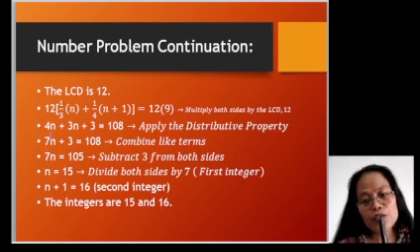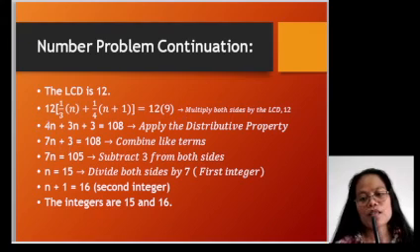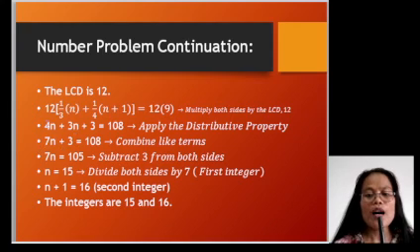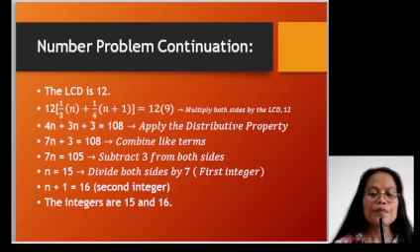So we have like terms here. We have 4n and 3n, so we need to add. We have 7n plus 3 equals 108. And we will subtract 3 from both sides.